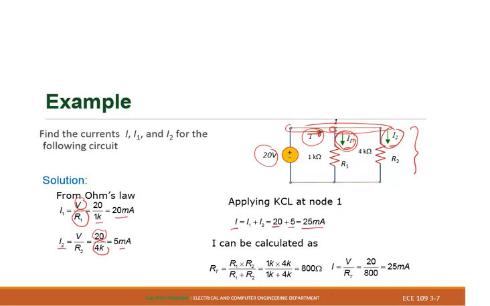We haven't seen, but if we combine two resistors to find the total resistance, R1 times R2 divided by R1 plus R2, that gives you 800 ohms. In that case, using Ohm's law, we can find V over RT, which gives you 25 milliamperes too also. This is another way to check your result.